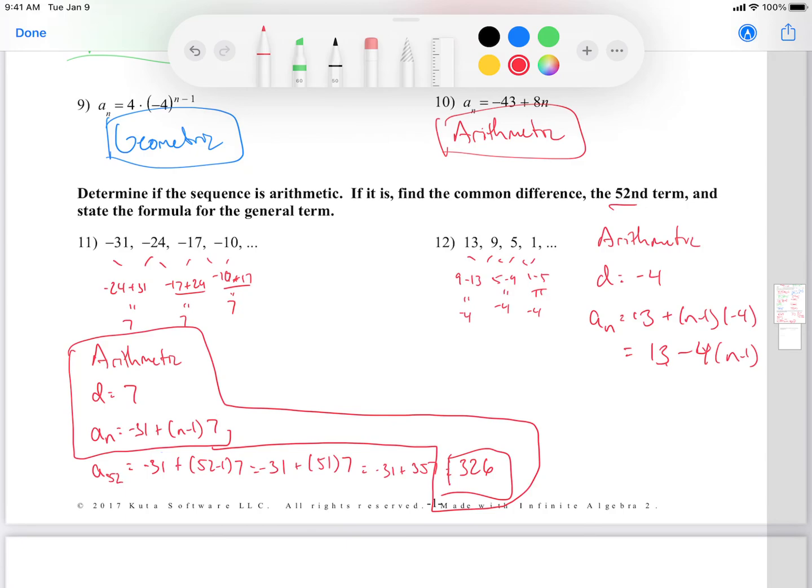So now if I want to find a sub 52, this is 13 minus 4 times 51, which will give me 204. So this is 13 minus 204, which is equal to negative 191.